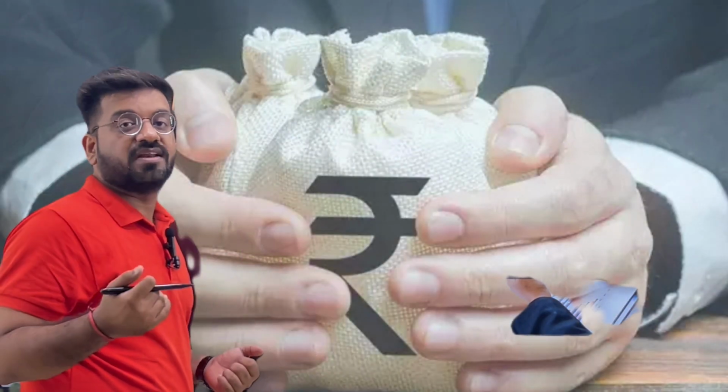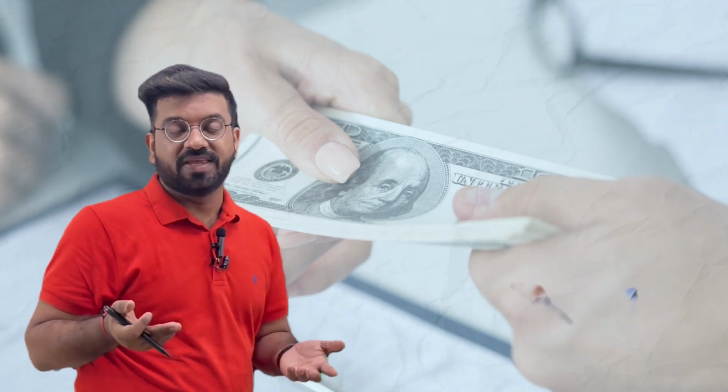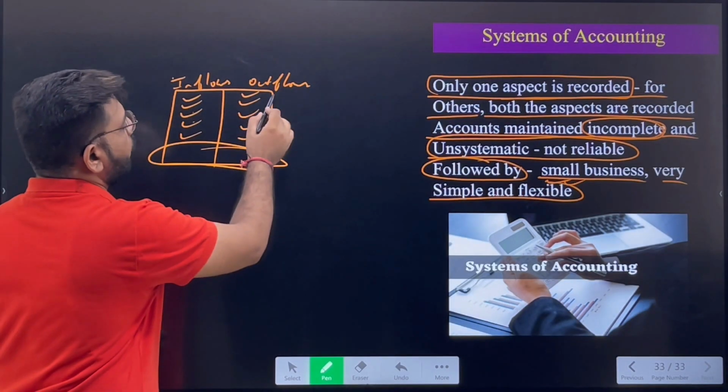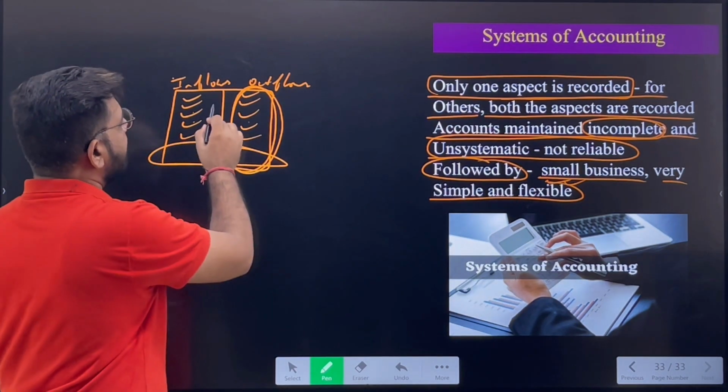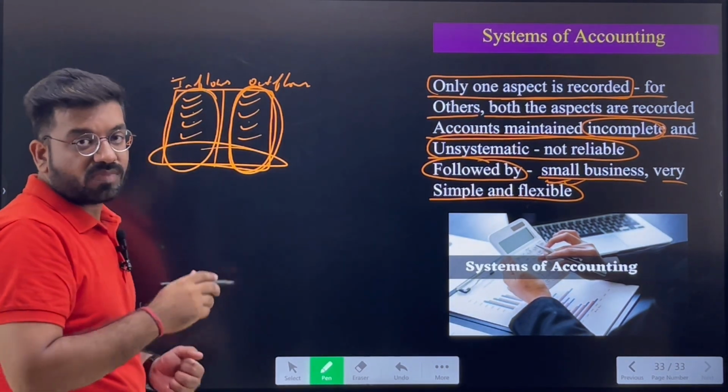So what is the total amount of salary we have paid? We won't be able to see that. We will only see the outflow of cash, that in these ways the cash has gone out and in these ways the cash has come. What is the per month or per year salary? We won't be able to calculate it because we only have the cash book with us.